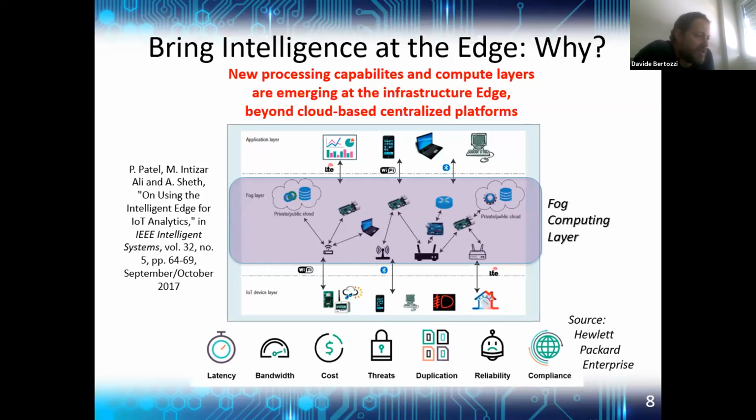Another advantage of staying at the infrastructure edge is that you end up reducing threats. In fact, when you transfer data across the campus, state, country, or even an ocean, it's simply more prone to attacks and breaches. And processing data at the edge can reduce security vulnerabilities.